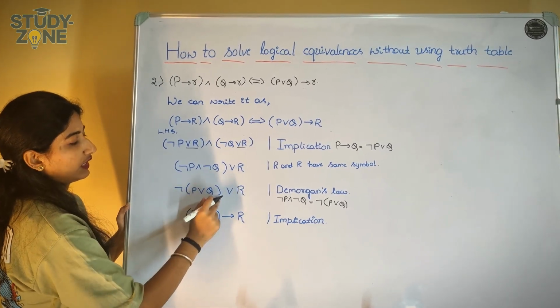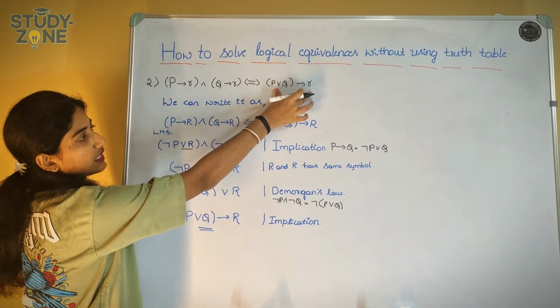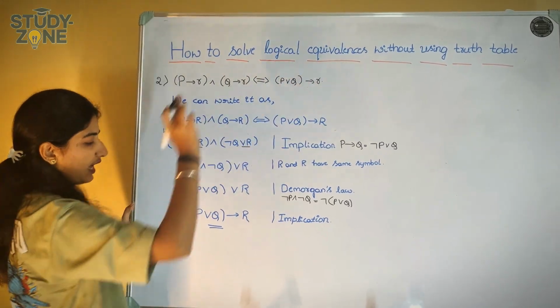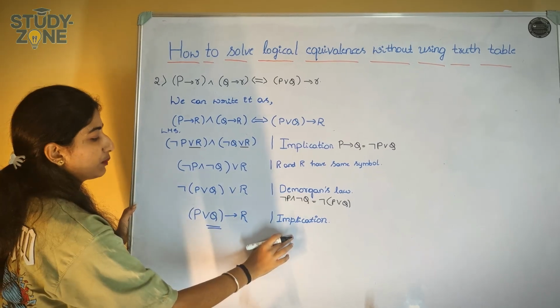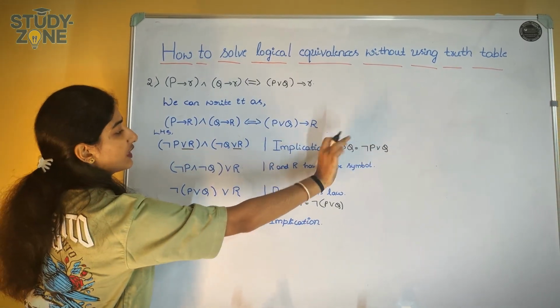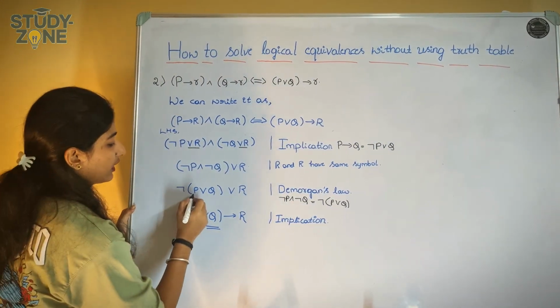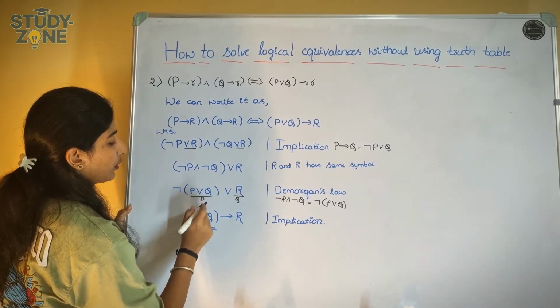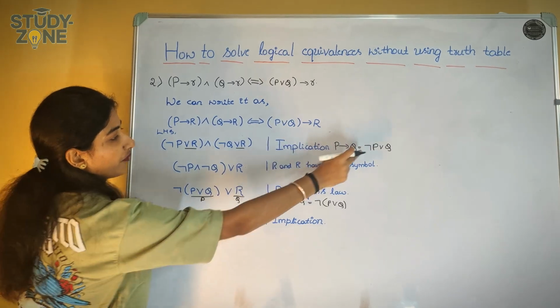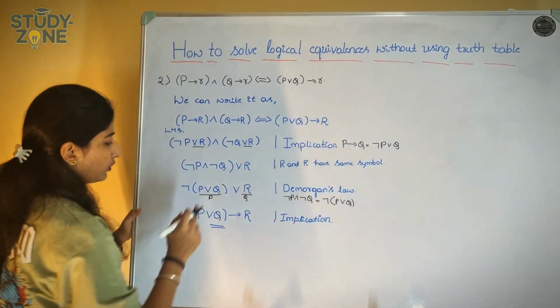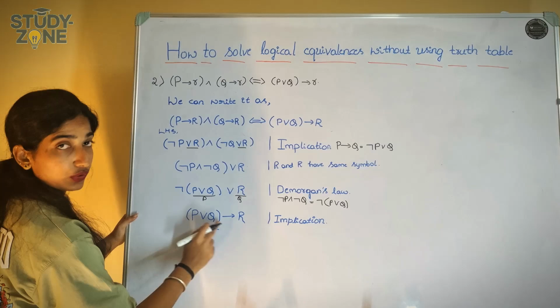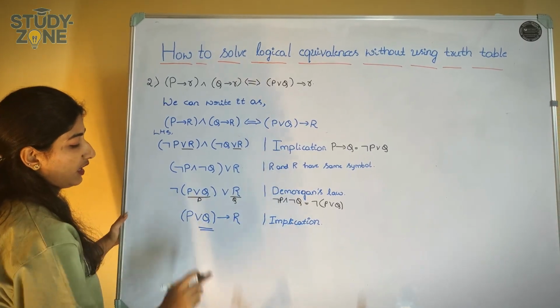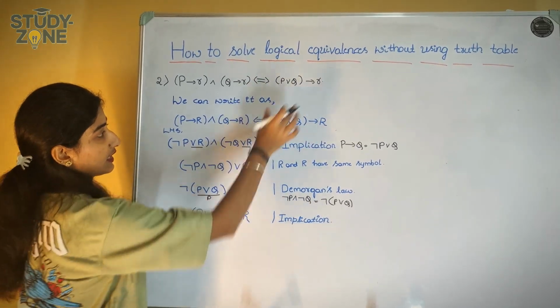So here we need to have this, right? P or Q implies R. To do this, again we use the implication law, which means we are reversing the implication law. Here consider this as P and this as Q. So negation of P or Q will be equal to P implies Q, which means P or Q implies R. Hence LHS is equal to RHS.